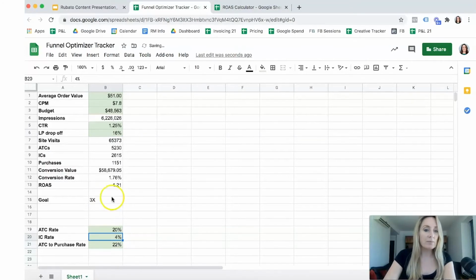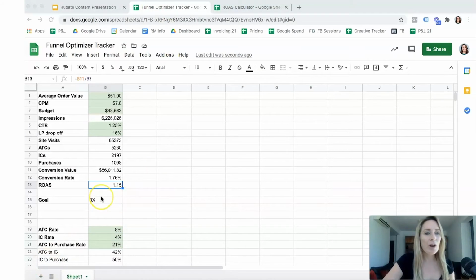If we could get this up to 20%, this is what we call our funnel optimizer tracker. And what it allows us to do is actually play with the numbers and see, okay, if we change this, what happens to this? What's the next step? And this isn't perfect, actually. I realize that this is a little bit off from what we were saying in the last slide, but it will give you a basic idea of what we're doing here.